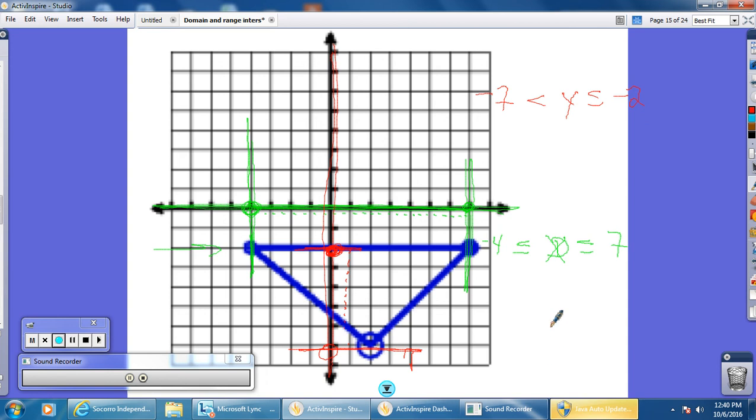So for your answer, you should have typed the domain is between -4 and +7 inclusive. And you should have typed the range is between -7 and -2, including -2.